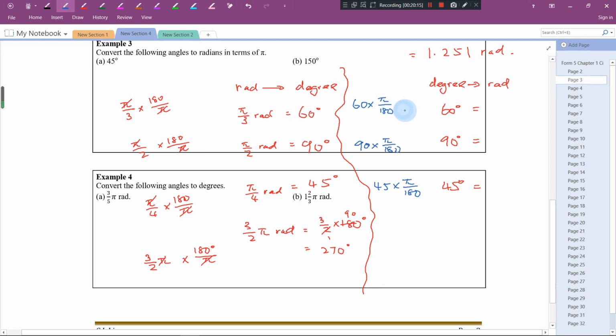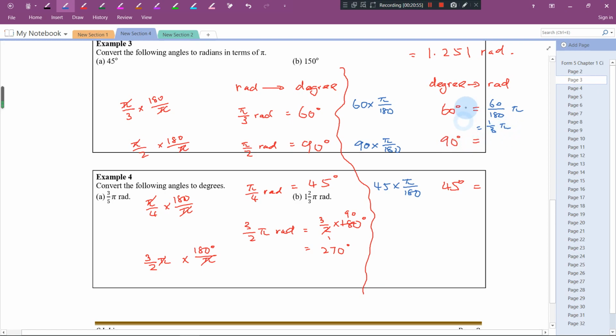So do you see a pattern over here? Every time you take this one divided by 180. You see, 60 divided by 180, you add a pi. 90 divided by 180, and you have a pi here. 45 divided by 180, you have a pi here. So if you see the pattern here, let's say if I want you to convert to radian, it can be done very easily. 60 divided by 180, add a pi beside it. Okay, then you can just simplify this one, which is 1 over 3 pi. Or you can write pi over 3.